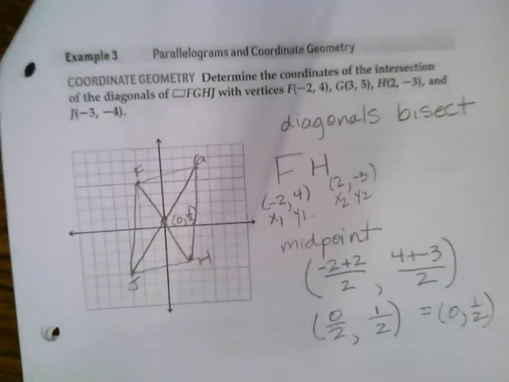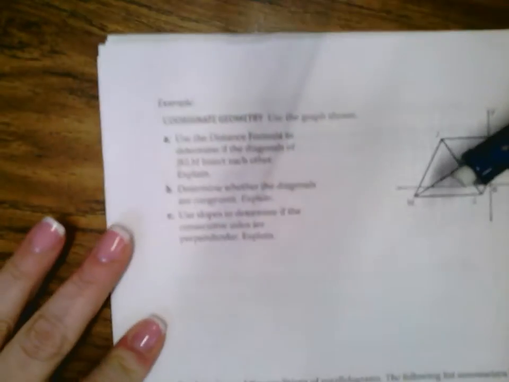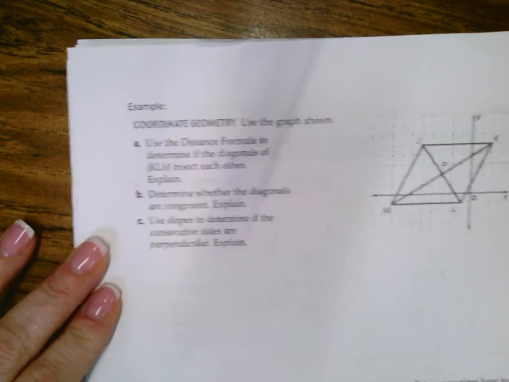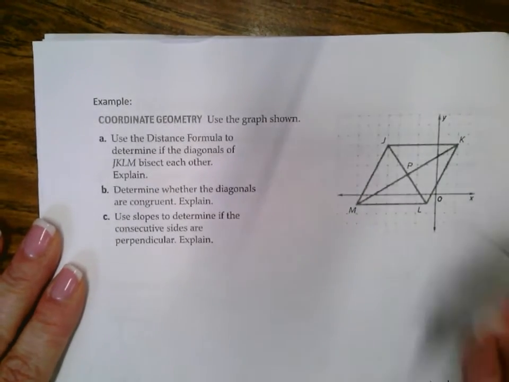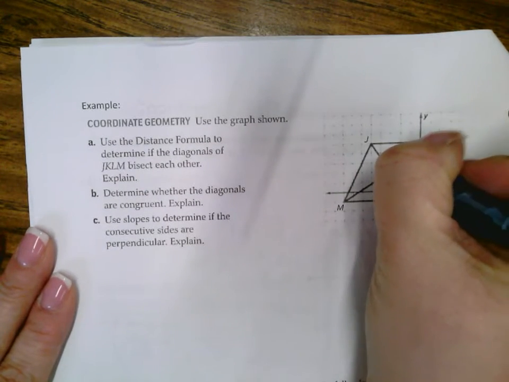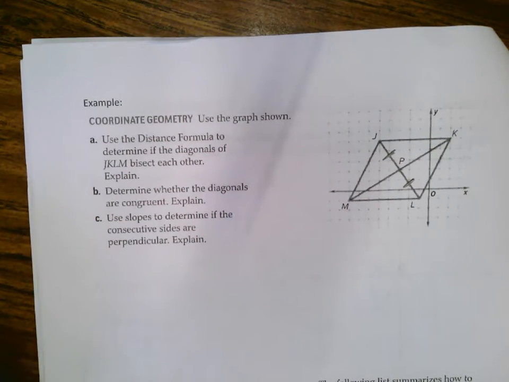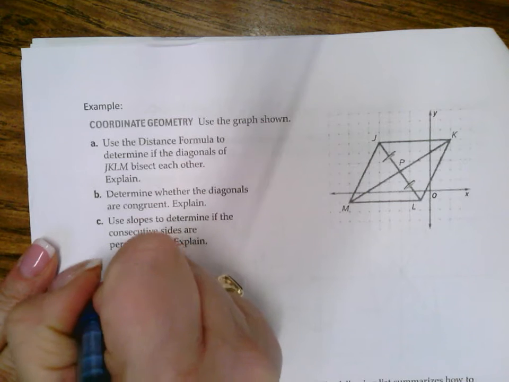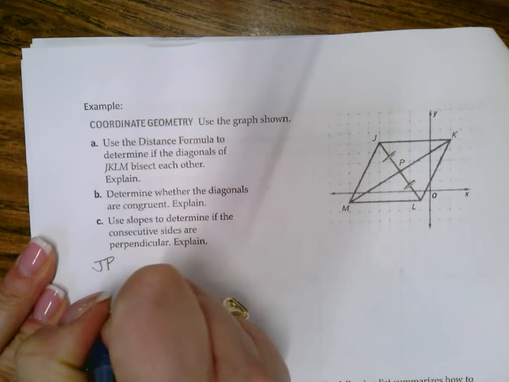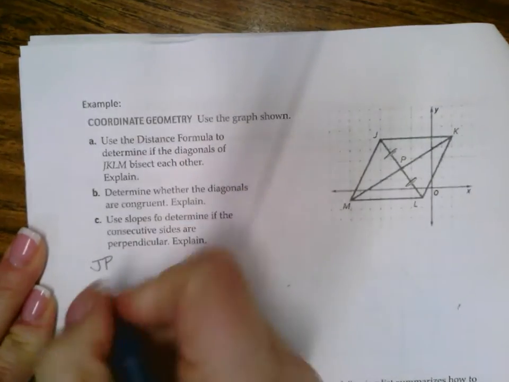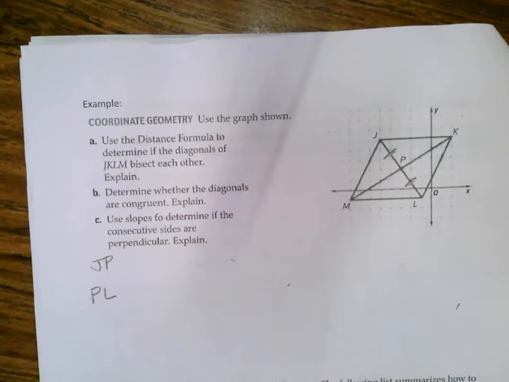If you turn the page to page 28, they're going to use the distance formula to determine if the diagonals bisect each other. Now remember, when they bisect each other, we want, for example, JP to be the same length as PL. So I'm going to find the length of JP and the length of PL using the distance formula.